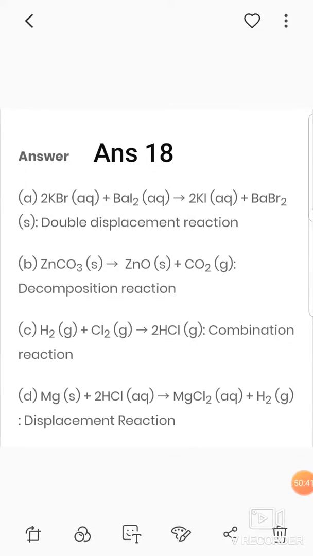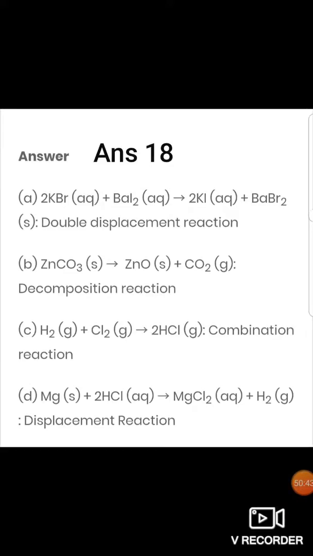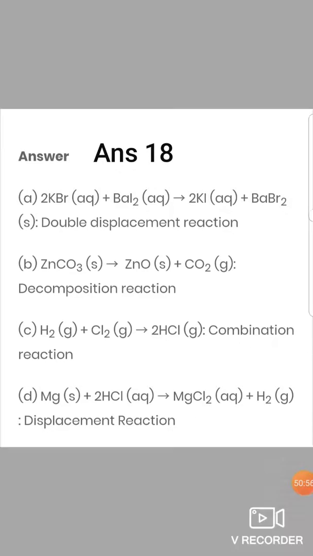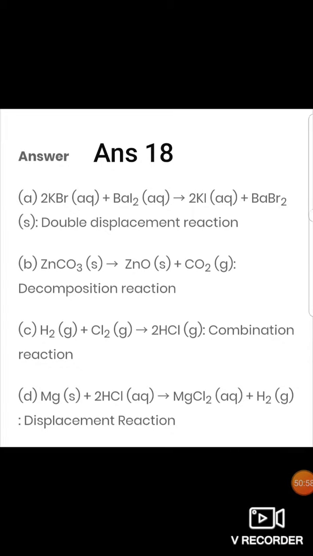So here potassium is with aluminium on the right hand side. On the left, potassium was with bromine and barium was with aluminium.